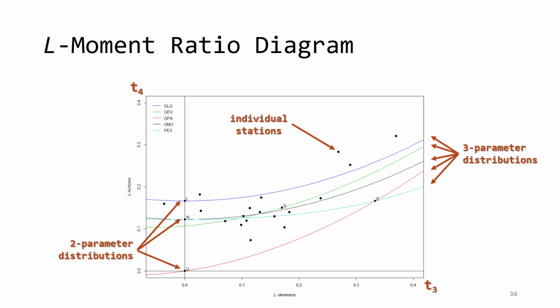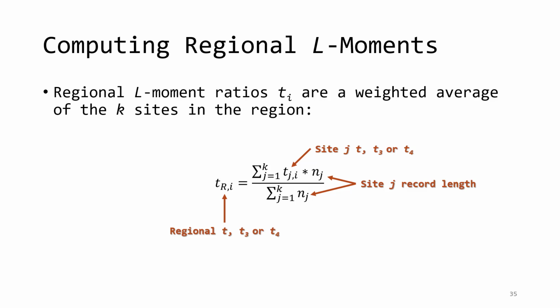The center of mass for the points, weighted by the record length for each site, is the region average L skew and L kurtosis. The region average L moments LCV, L skew, and L kurtosis are computed as weighted averages of all of the sites in a homogeneous region. These L moments are weighted by the record length of the sites used in the computation.